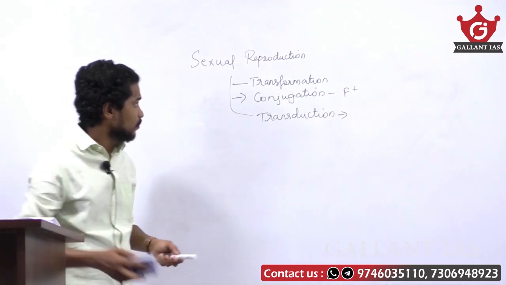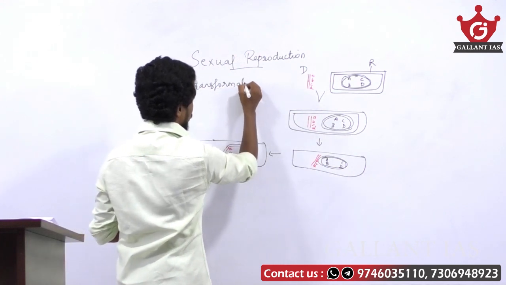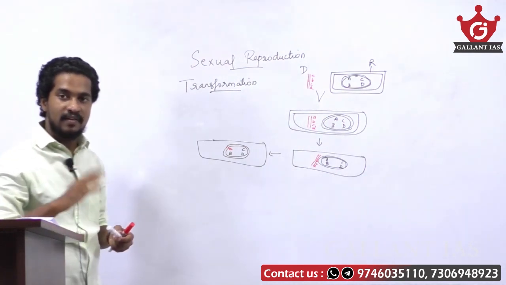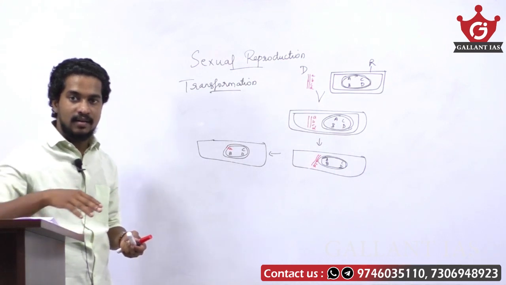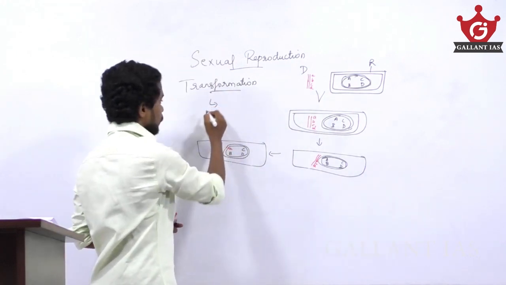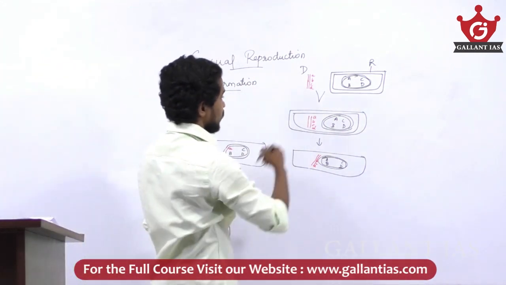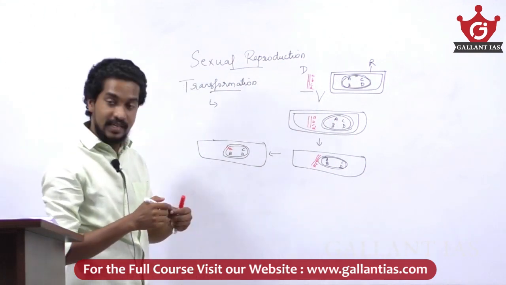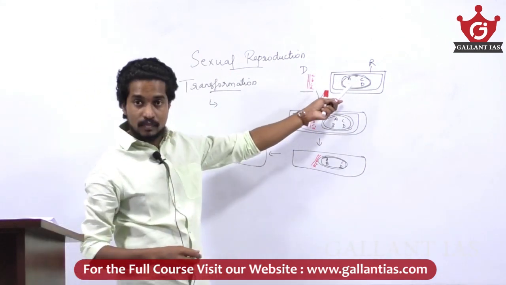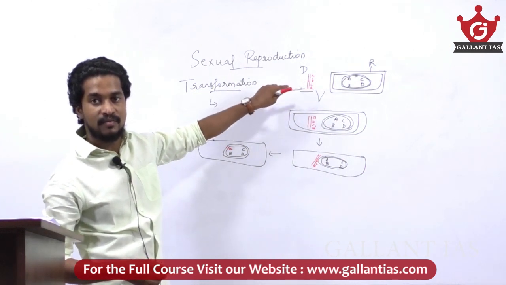Firstly, we will discuss transformation, where genetic recombination takes place. In nature, some bacteria undergo cell death and cell lysis, and their genetic constituents get released into the environment. Another competent bacterium, the recipient cell, can encounter and take up this DNA released into the environment.